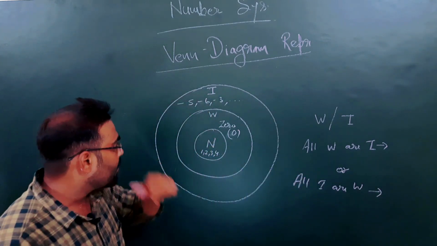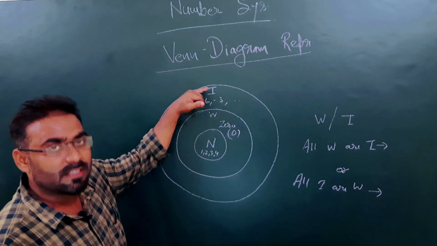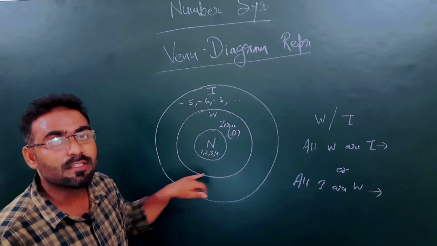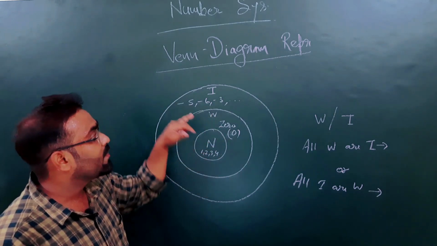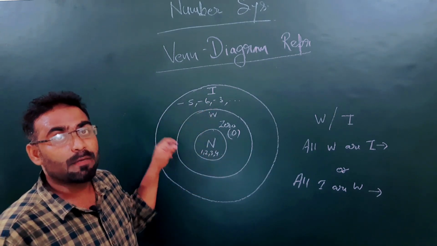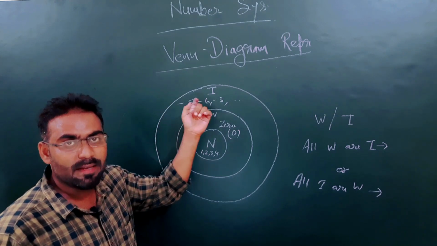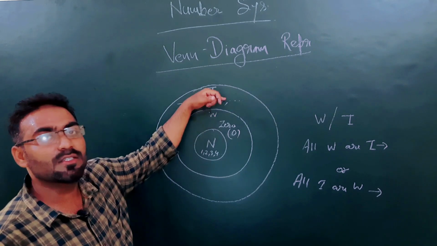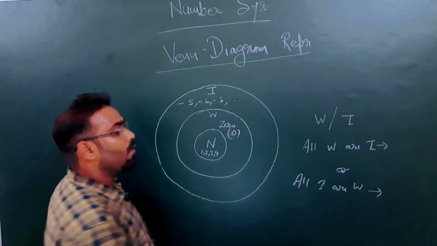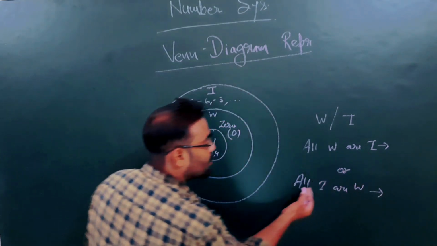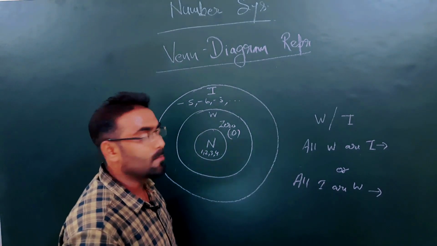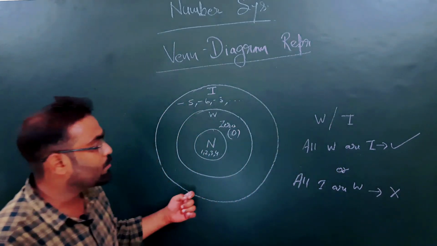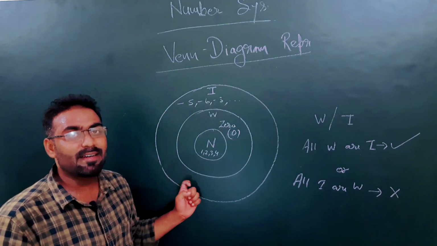So friends, this W is within the boundary of I. Whatever the whole numbers are, that lies within the boundary of I. But whatever integers you may write, that is not within the boundary of whole numbers. There are some others which are outside the whole numbers. It means all whole numbers are integers, but all integers are not whole numbers. So this is right and this is wrong. So this was the importance of this particular Venn diagram representation.